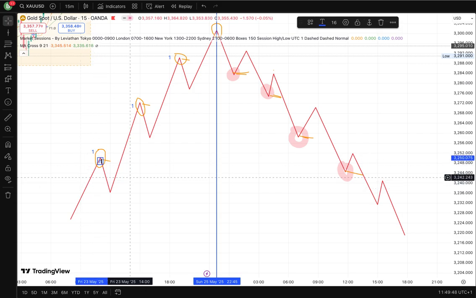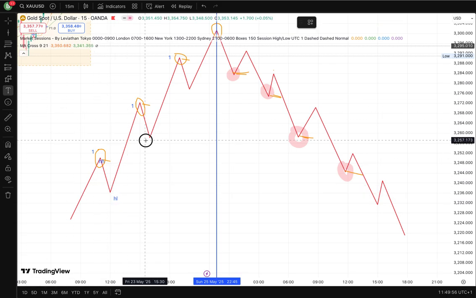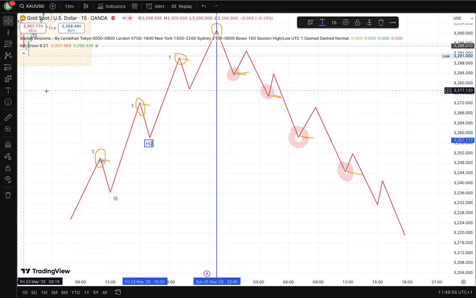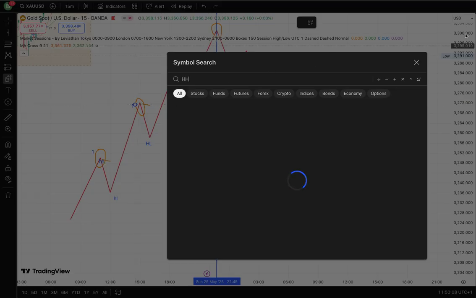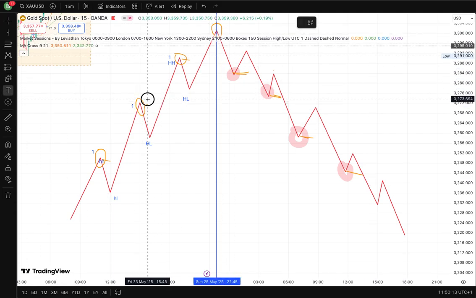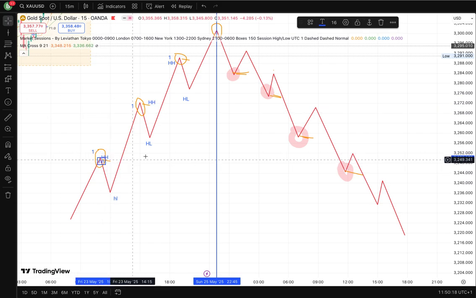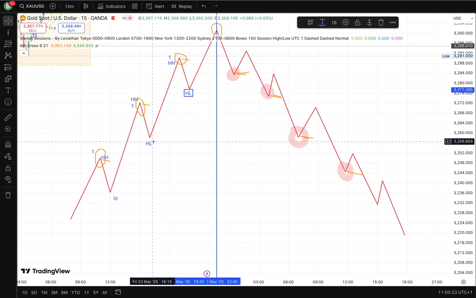Remember, this is higher high, higher low. Okay, this is higher low. This is higher high. This is higher high. So this is higher high, higher low, higher high, higher low.